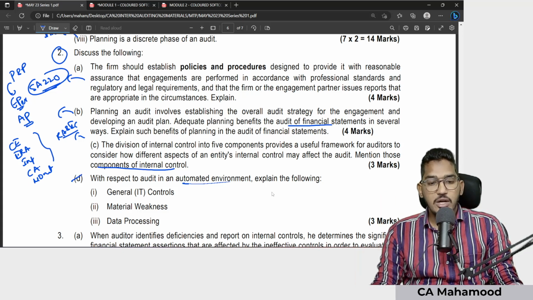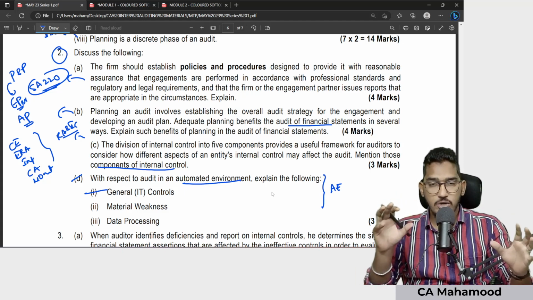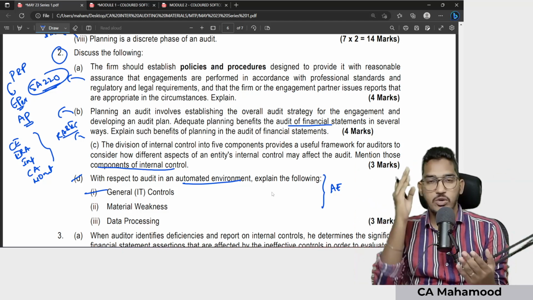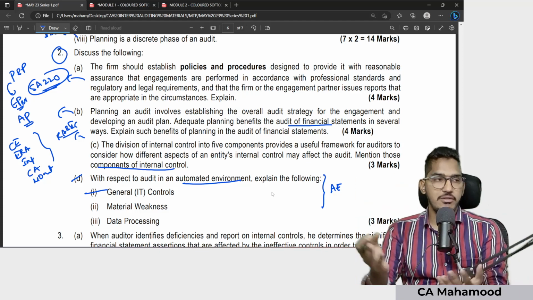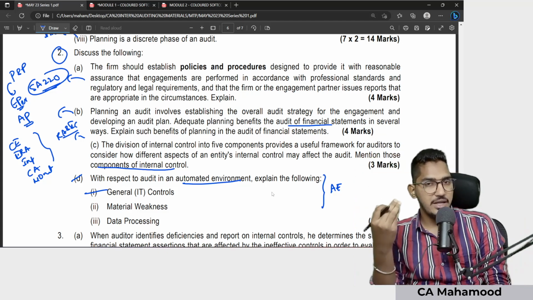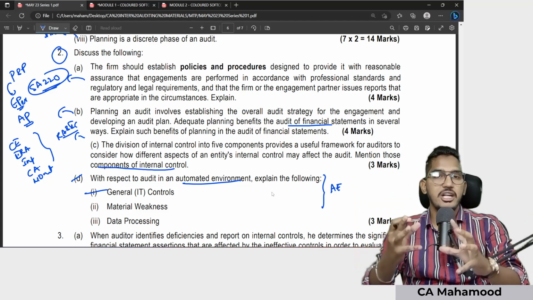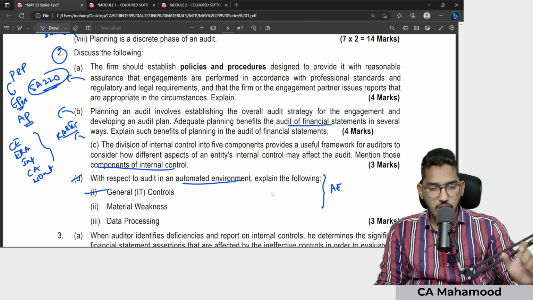Next, D question. With respect to audit in an automated environment. So this question is actually from audit in automated environment. They're asking you to define certain things. General IT controls. What are general IT controls? Those internal controls which are operating on the overall IT infrastructure of the company, which are not specifically related to one application. The controls which are operating over entire IT infrastructure, like appointment of security guards, so unauthorized people are prevented from entering inside the company. So these are all general IT controls which are operating over entire IT infrastructure, not specific to any app.